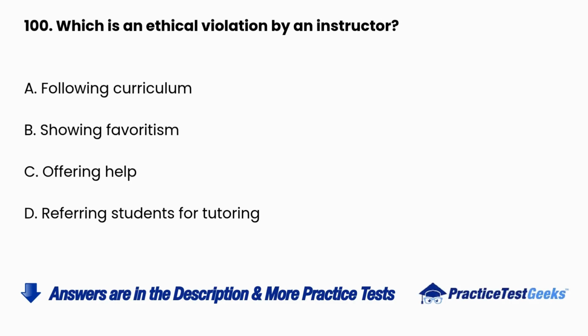100. Which is an ethical violation by an instructor? A. Following curriculum. B. Showing favoritism. C. Offering help. D. Referring students for tutoring.